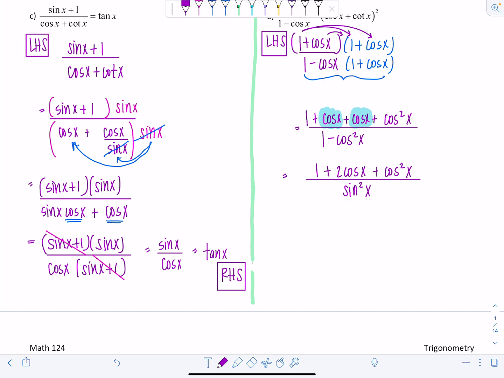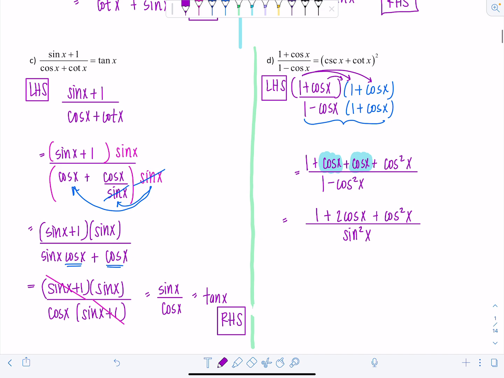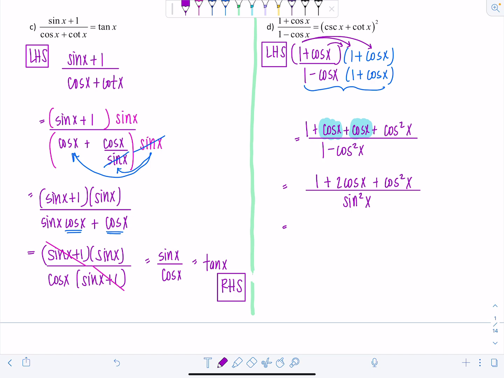Okay. Now take a little peek at the right-hand side and notice how everything is in terms of cosecants and cotangents. That means they split up everything and used reciprocal identities since we have sine in the denominator. So watch what I'm going to do. I'm going to write each term in the numerator over sine squared of x separately. So I have 1 over sine squared x plus 2 cosine x over sine squared x plus cosine squared x over sine squared x. You see what I did? And then let's go ahead and replace 1 over sine squared x with cosecant squared x.